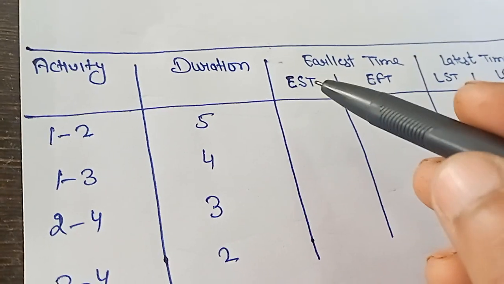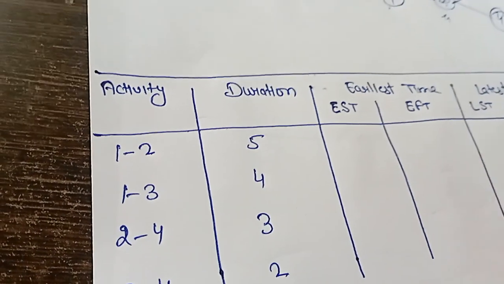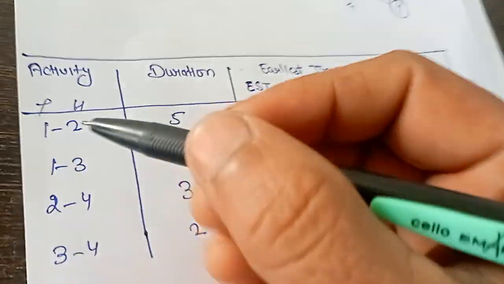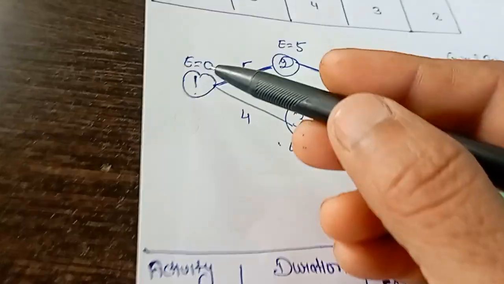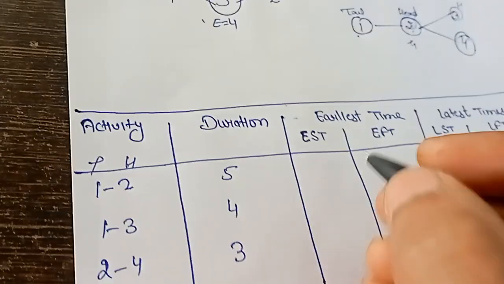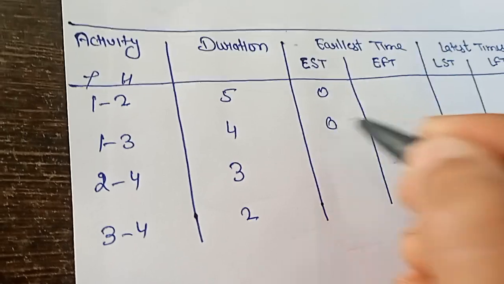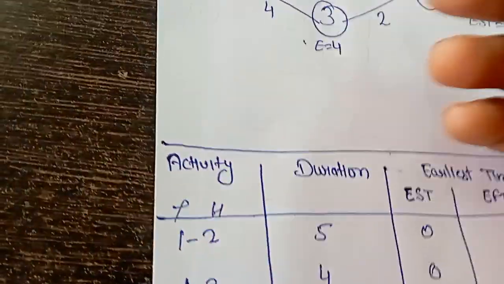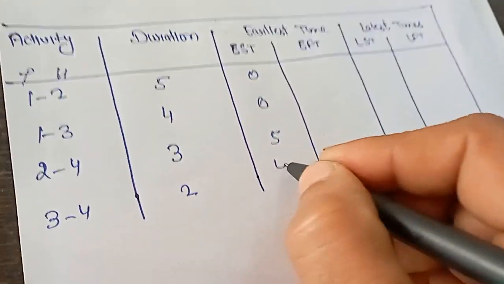Here first of all we calculate the earliest starting time. When we calculate the earliest starting time, we consider the tail event. Left hand side, this is tail and this is head. In the first activity, the tail point is 1, and E is equal to 0, and next activity 1, E is equal to 0, next activity 2 and from the point of 2, E is equal to 5, next 3 and E is equal to 4.